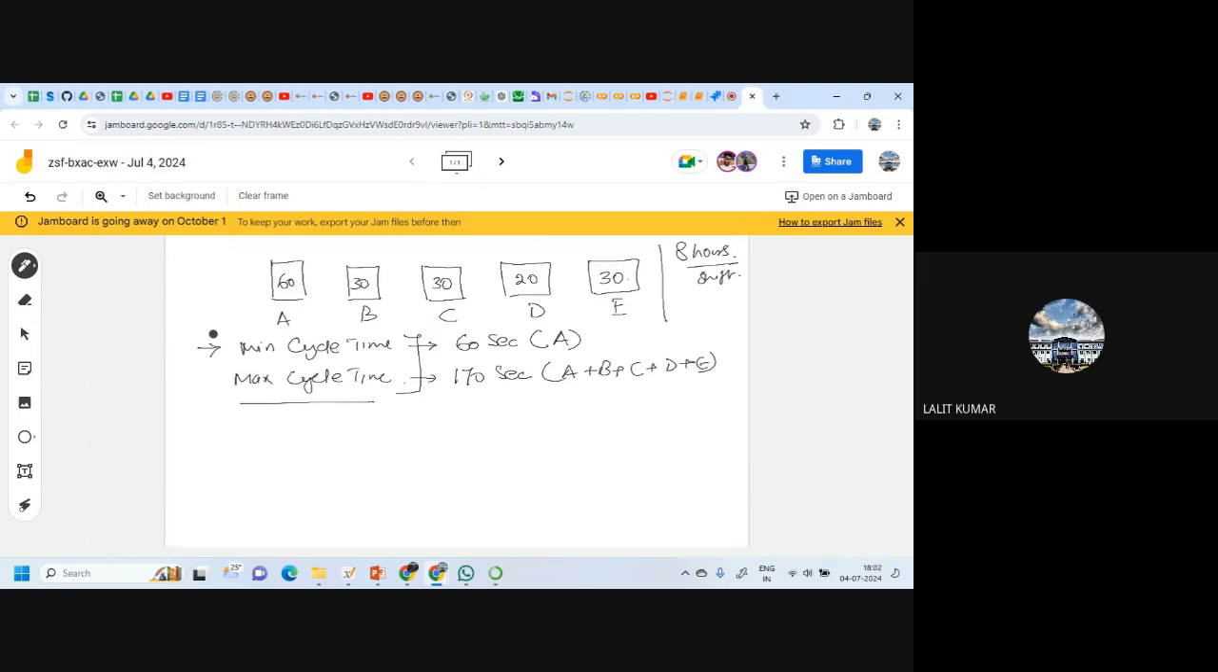Now, what is the maximum output possible? The maximum output possible will come from the minimum cycle time. So this will be the total time available, and this session is basically to learn from each other. So anywhere I'm going wrong, please interject so that we can discuss that. And this will become 170 over 60.